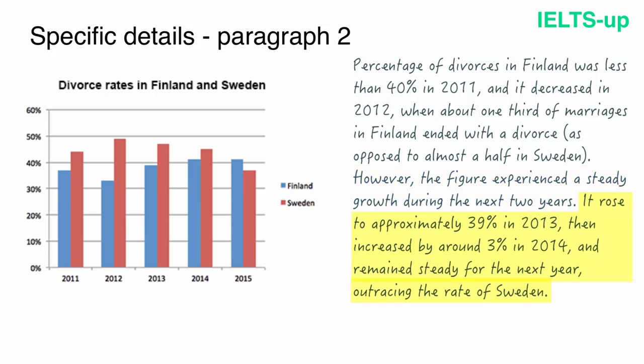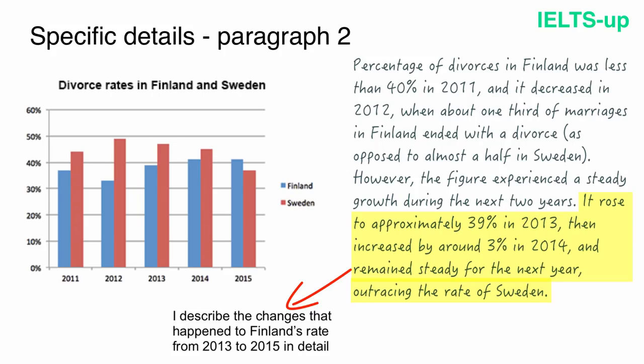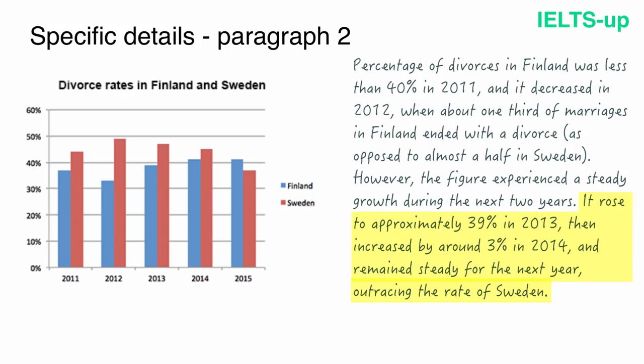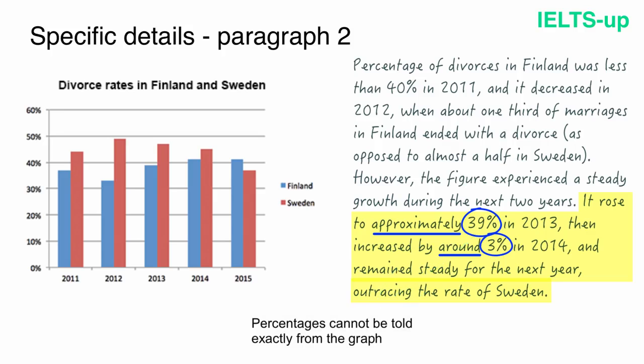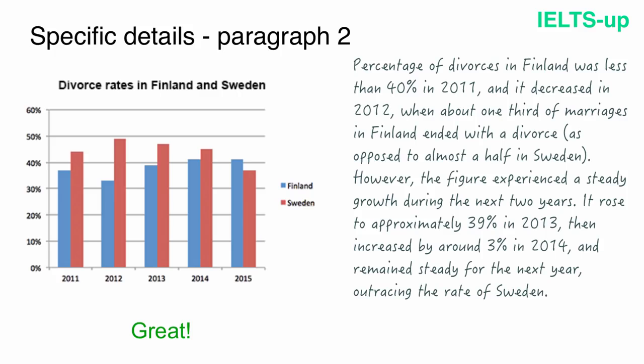In my last sentence, I describe the changes that happened to Finland's rate from 2013 to 2015 in detail. You can see that I use words approximately and around to show that I describe percentages which cannot be told exactly from the graph. Great! That's all with our second paragraph with specific features.